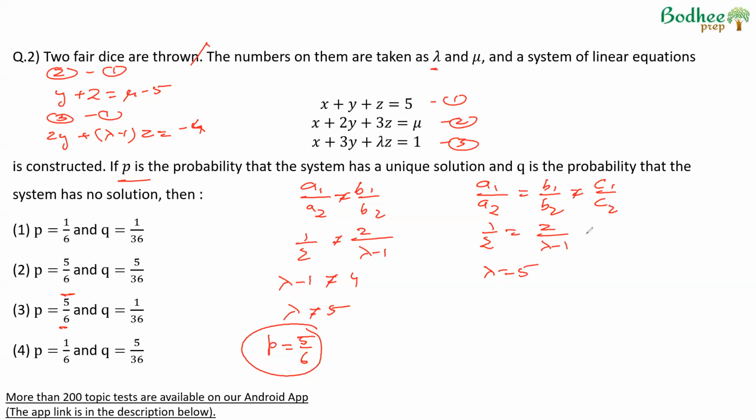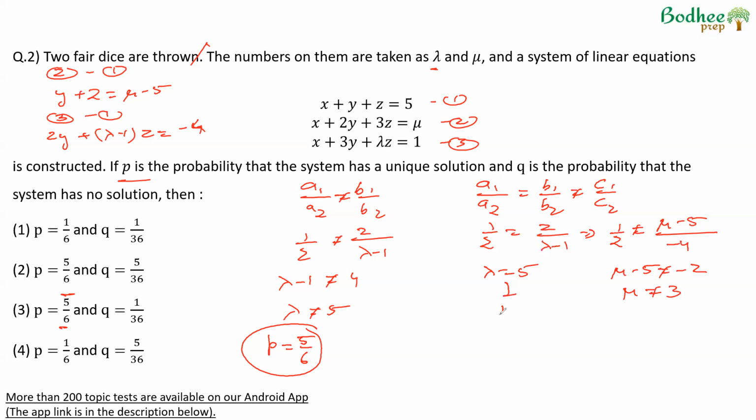And further, from here, we can say 1 by 2 is not equal to mu minus 5 by minus 4. So, mu minus 5 should not be equal to minus 2. Mu should not be equal to 3.